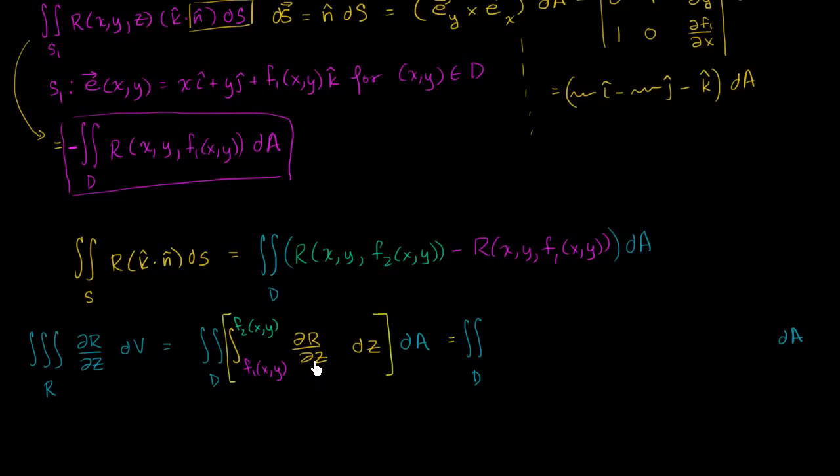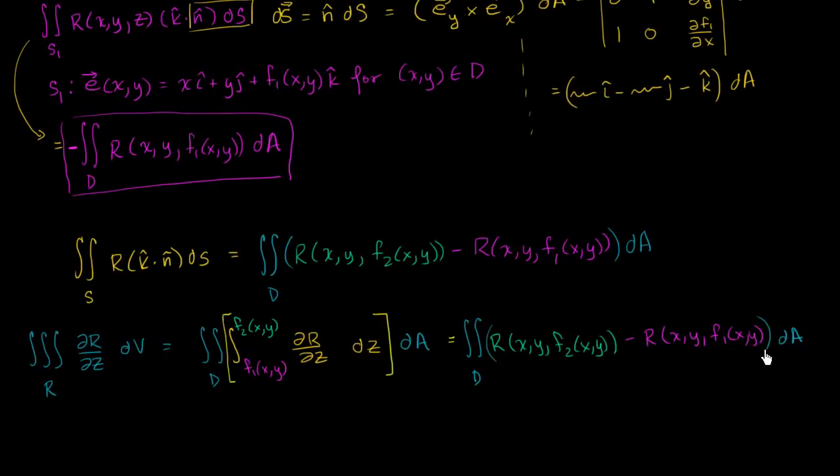So that's going to be equal to, so r of x, y, z evaluated when z is equal to that is r of x, y, f2 of x, y. And from that, we need to subtract r when z is this, minus r of x, y, f1 of x, y. And then make sure that we got our parentheses.